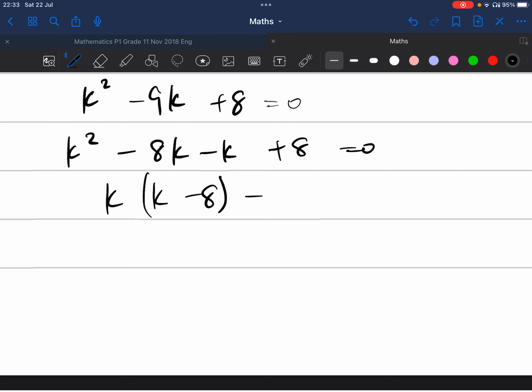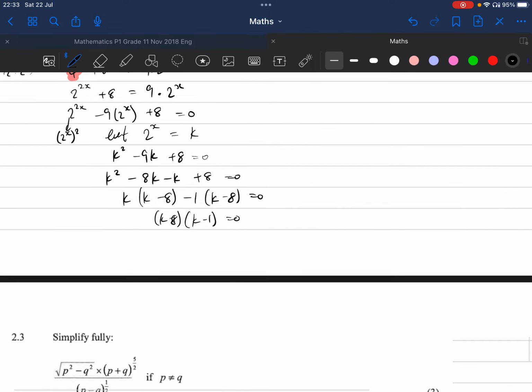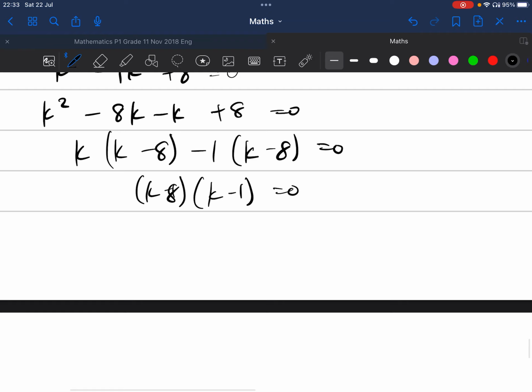So, okay, I have (k minus 8)(k minus 1), because this was a common factor, so I factored it out, equals 0. Okay, so I have two things now. I can equate each of these to 0. Let me just make this a bit neater. So this was k minus 8. So my two options are k is equal to 8 or k equals 1.